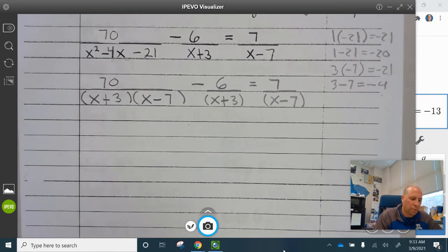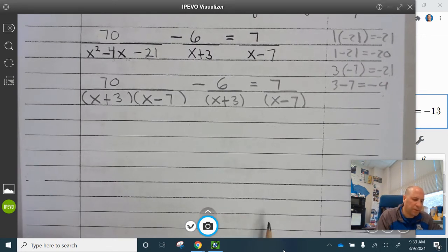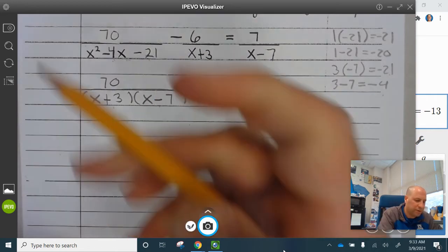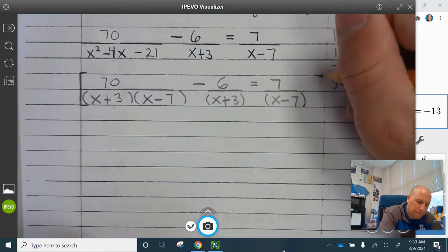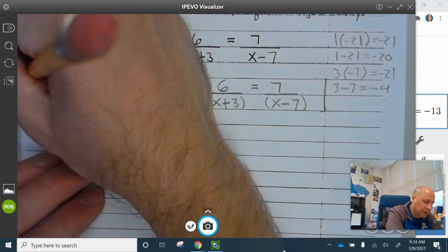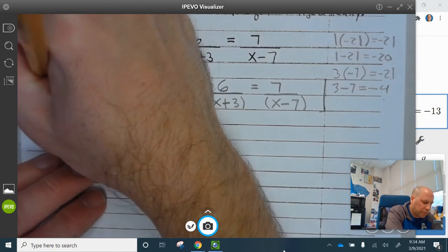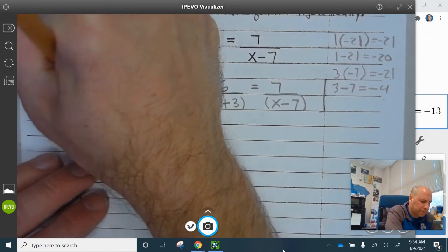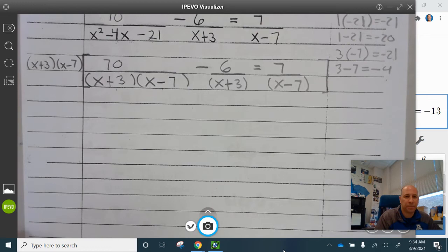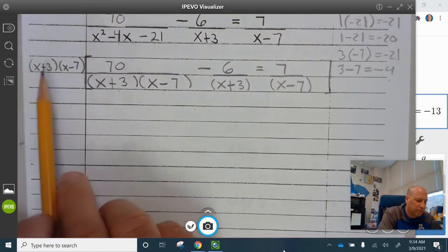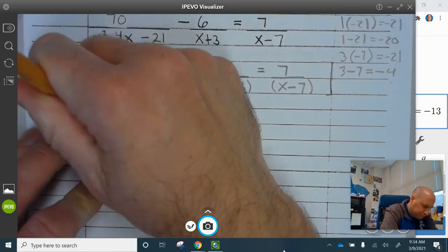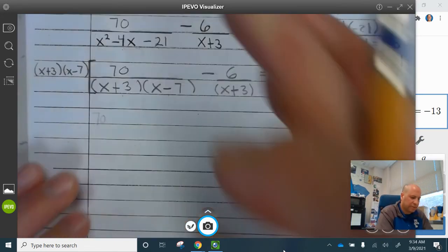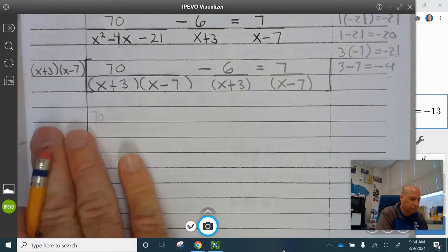All right. So what we need to do is multiply everything by the common denominator. Well, the only things in the denominator are x plus 3 and x minus 7. So we need to multiply everything times x plus 3 times x minus 7. Okay? So 70 times that is 70. And I have a feeling that this is going to be a long set of work. We're going to start at the very end of the thing.